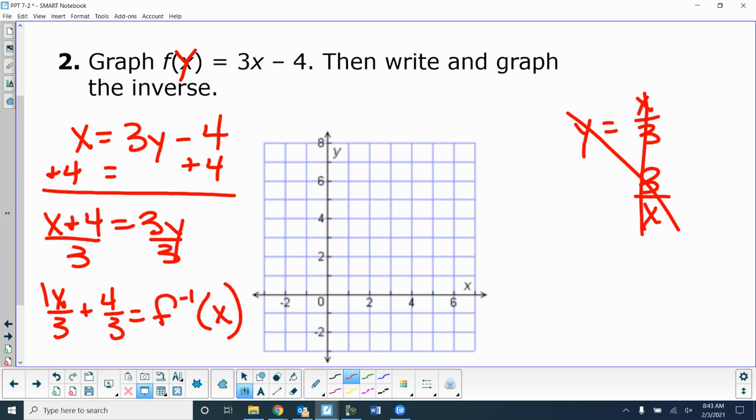So that's all we were doing yesterday, right? Just switching or swapping, however you want to say it, x and y, and then getting y by itself.